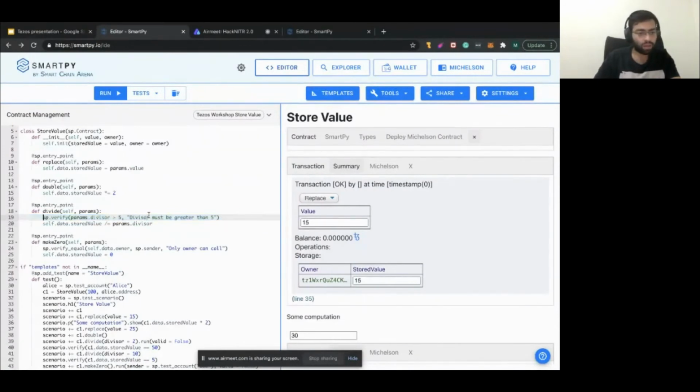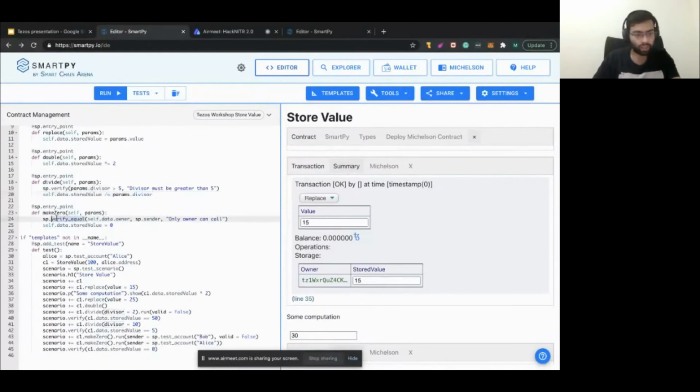So I wrote a small condition that the divisor that you send here should always be greater than 5. So this is what you say: you say sp.verify that this condition is true. Whenever the params is sent, this condition is true. If this condition is not true, then you throw this error. So this is the format of writing sp.verify, right? And as soon as you verify that the divisor is greater than 5, you divide the value by 5.